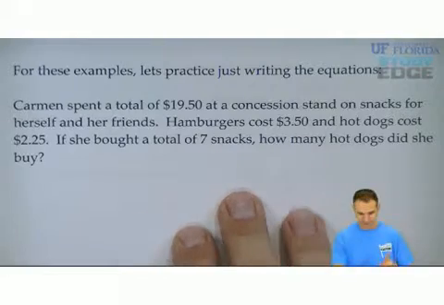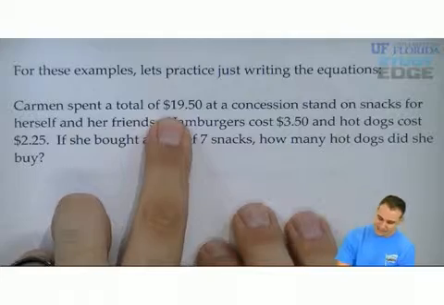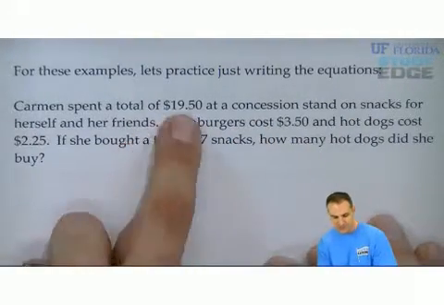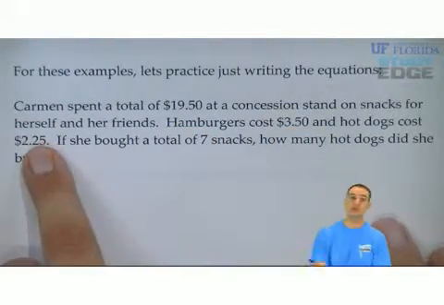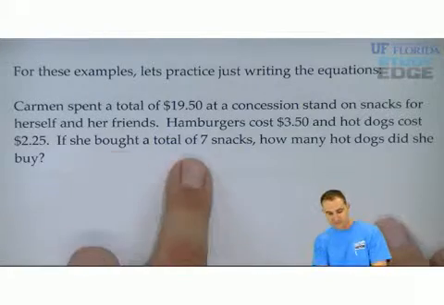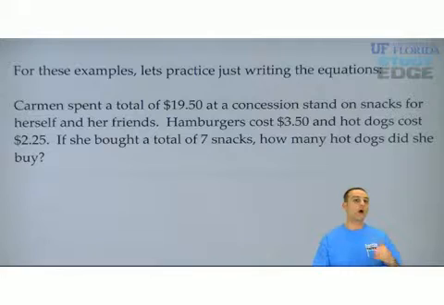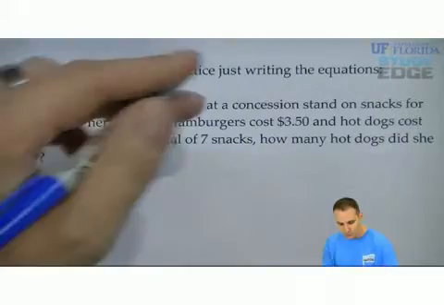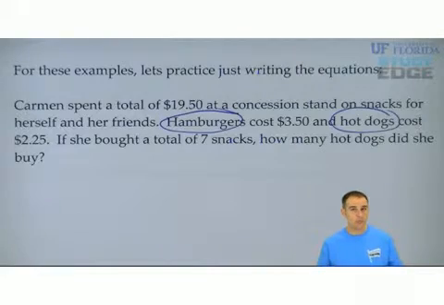So here we go. Let's first read. Carmen spent a total of $19.50 at a concession stand on snacks for herself and her friends. That's a very good friend. Hamburgers cost $3.50 and hot dogs cost $2.25. She bought a total of 7 snacks. How many hot dogs did she buy? So, with a system of equations, you have to determine what are the 2 variables. The 2 variables in this case are going to be hamburgers and hot dogs.